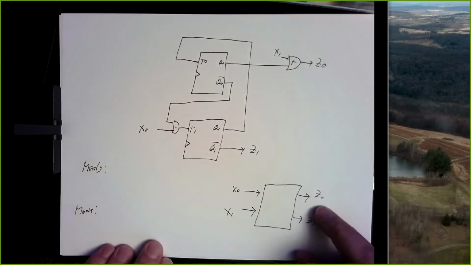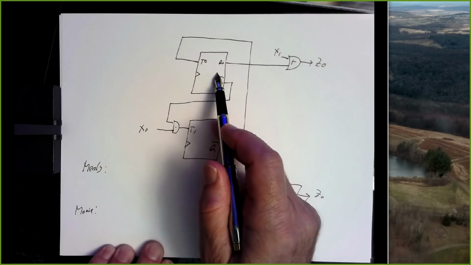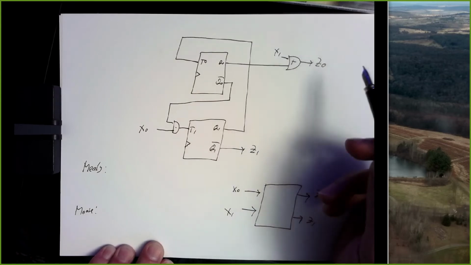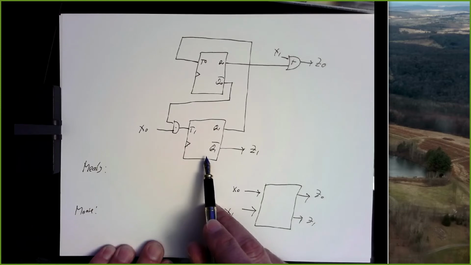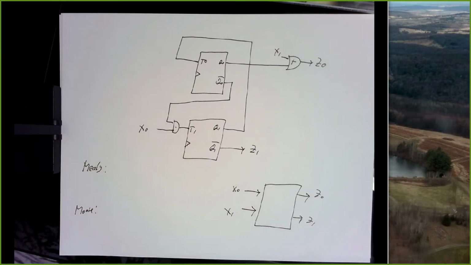Right, so this output is dependent on X0. Z0 depends on the state of this flip-flop, and it also depends on this input X1. Z1, on the other hand, depends only on the state of this flip-flop. This is the distinction we want to make between those two situations: does the output depend on both the state and one or more inputs, or is it a function only of the state?